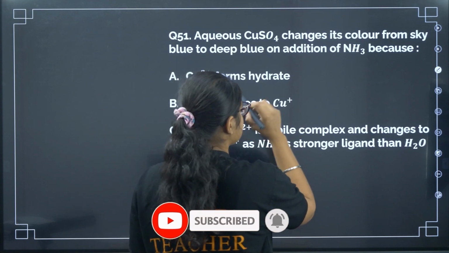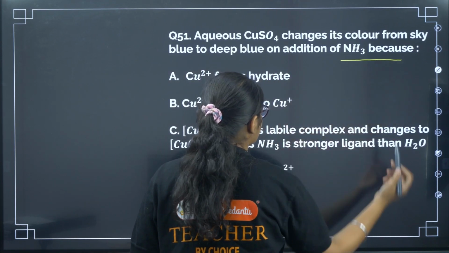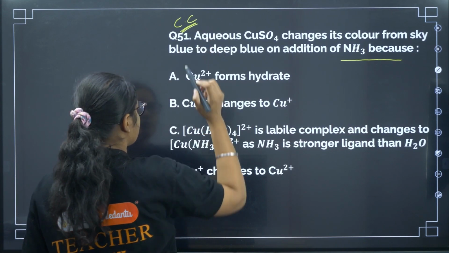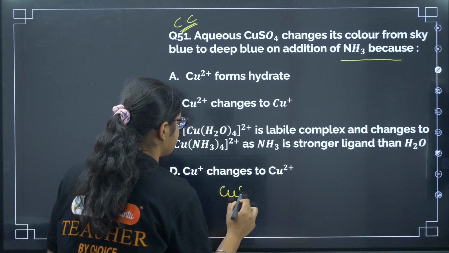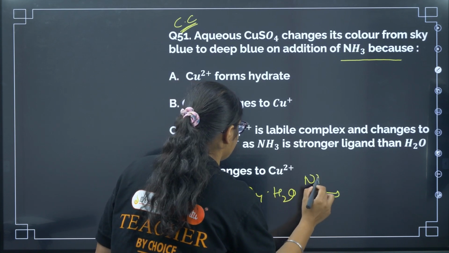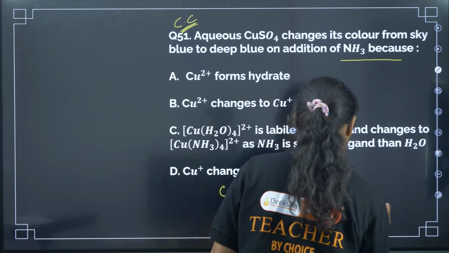Next, aqueous copper sulfate changes its color from sky blue to deep blue on addition of NH3 because. Okay, so this one is again the question from coordination compounds. So what happens here is when you have copper sulfate aqueous one, okay, and you put some NH3, okay, so there is a complex, a new complex is formed where you get CuNH3.